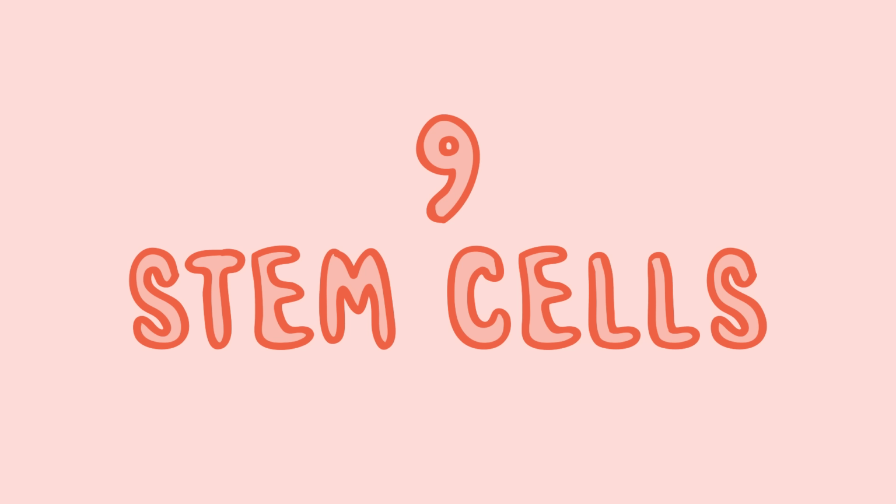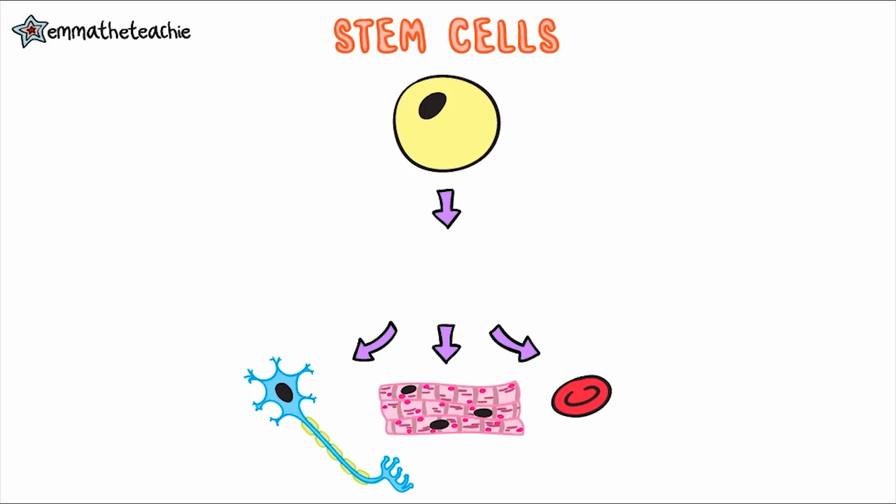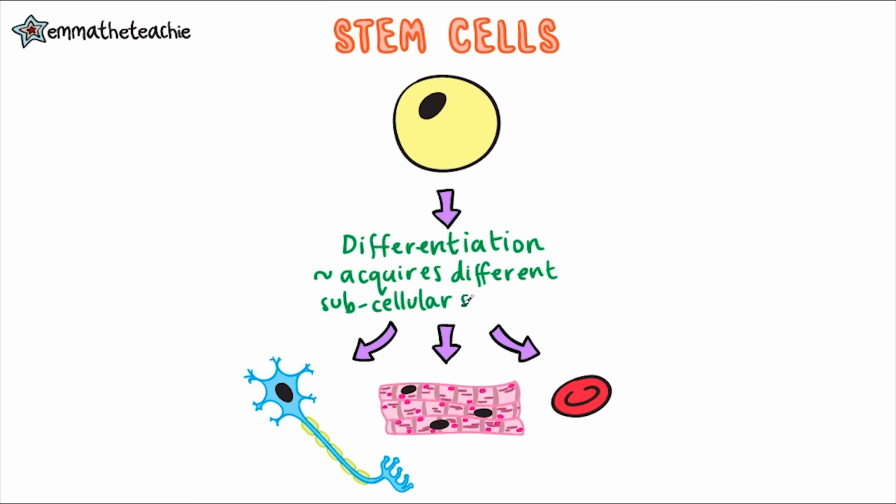9. Stem cells. We're going to start with recapping what differentiation is. We looked at this in the specialized cells video. When a cell differentiates, it means it changes by acquiring different subcellular structures like mitochondria and ribosomes. By doing this, it becomes a specialized cell.